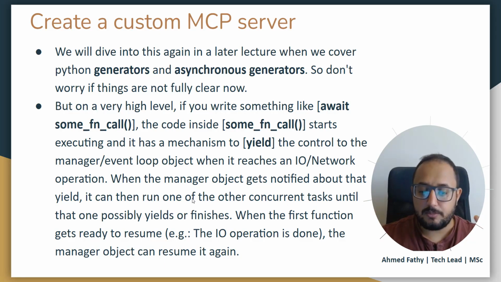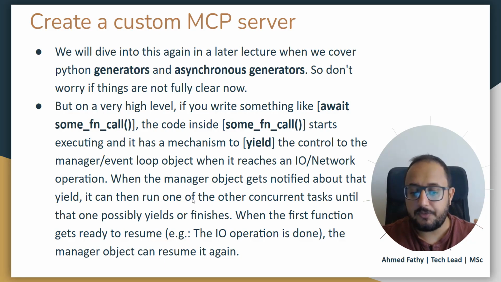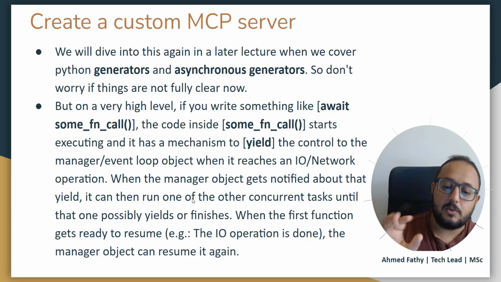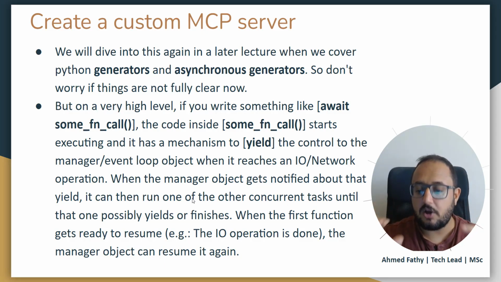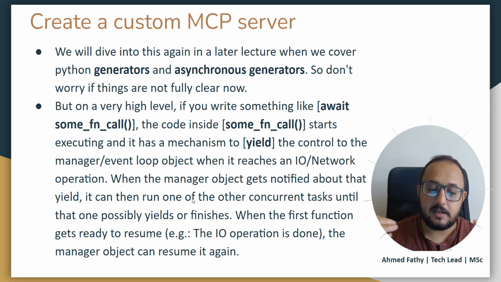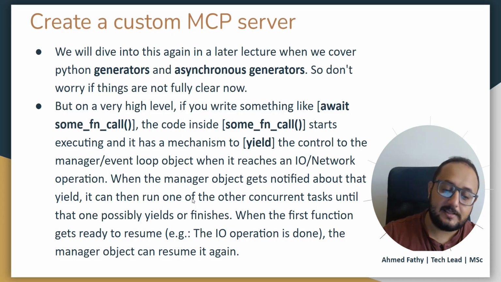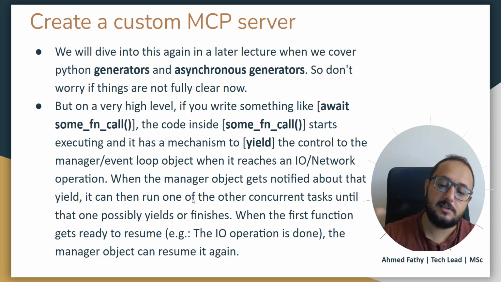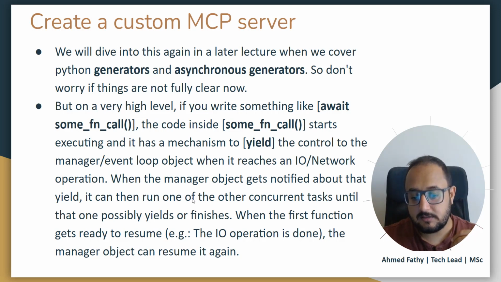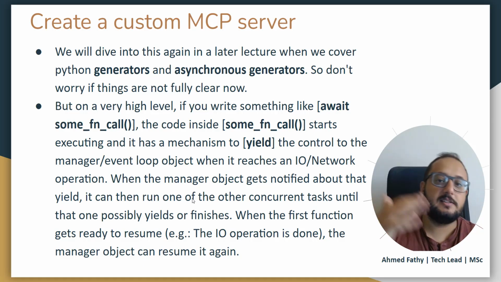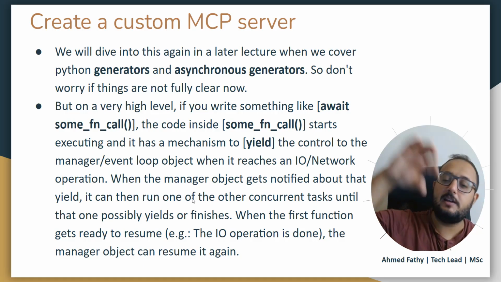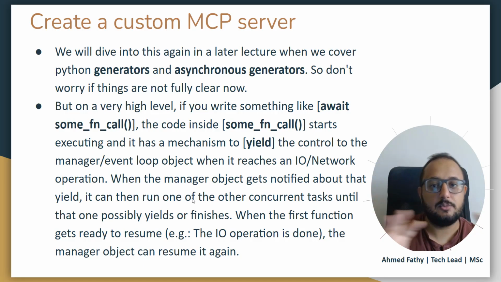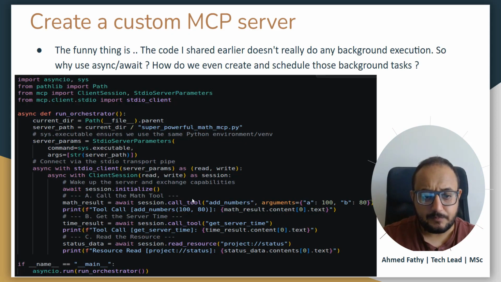So when the manager object gets notified about this yield, it can then run one of the other concurrent tasks that are scheduled until that second one itself possibly either yields or finishes. When the first function gets ready to resume, like the I/O operation is done, the manager object can resume it again because it gets moved into the ready queue again. So roughly this is what happens.